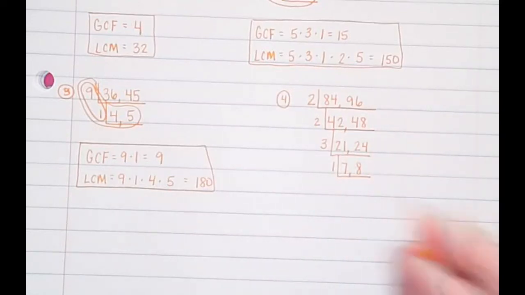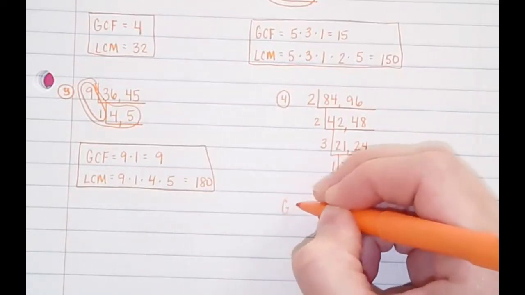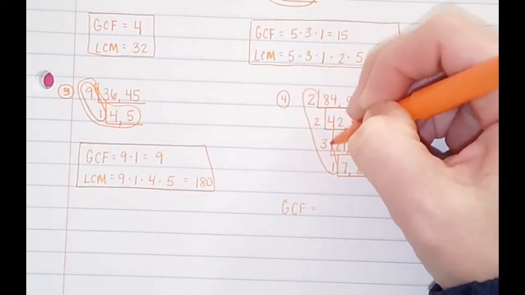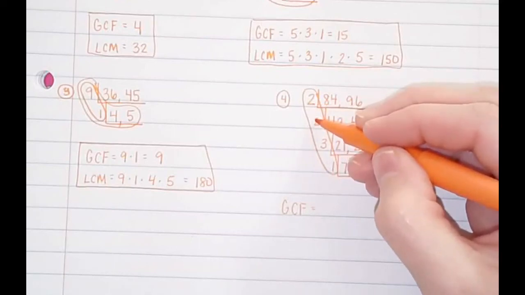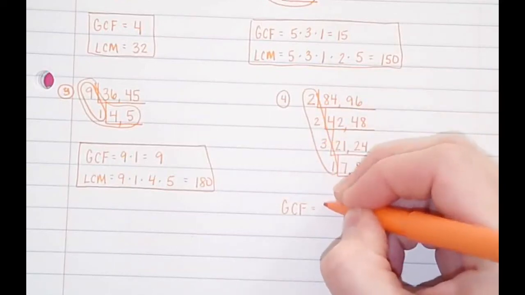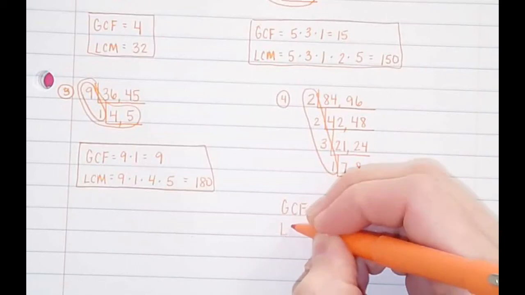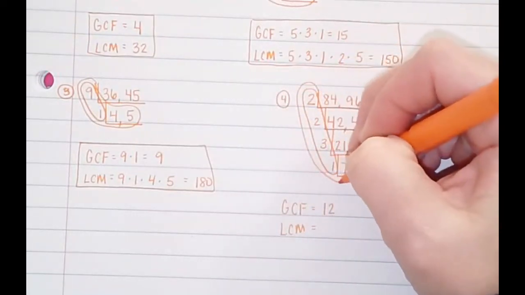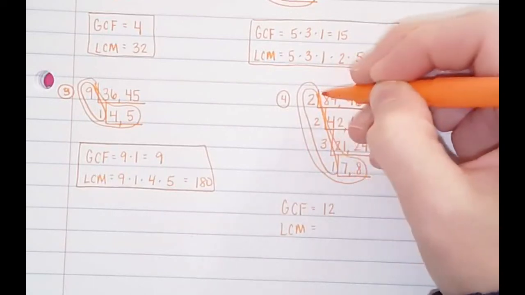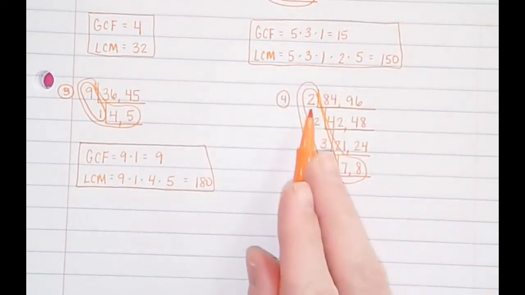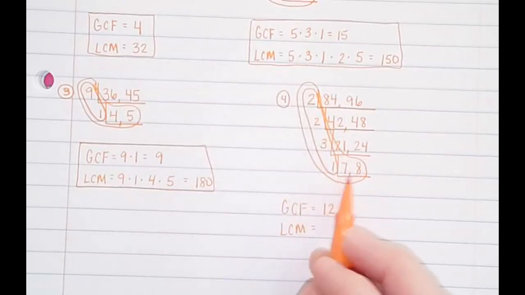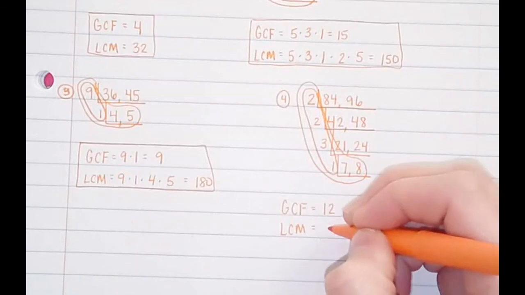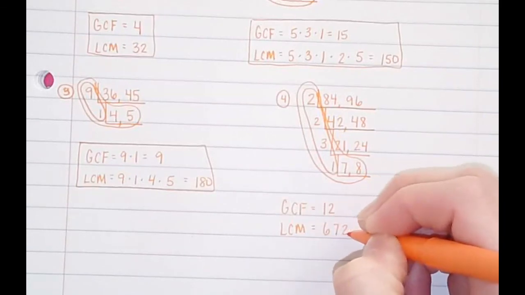And then I've got my LCM, which is going to be, remember we got 12 here. So 12 times this down here ends up giving me 672. Kind of big. But to get it, I would just need to multiply both 7 and 8, which gives 56. So 12 times 56 ends up giving me 672.